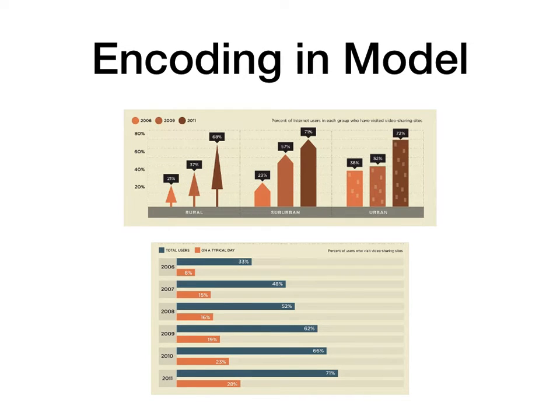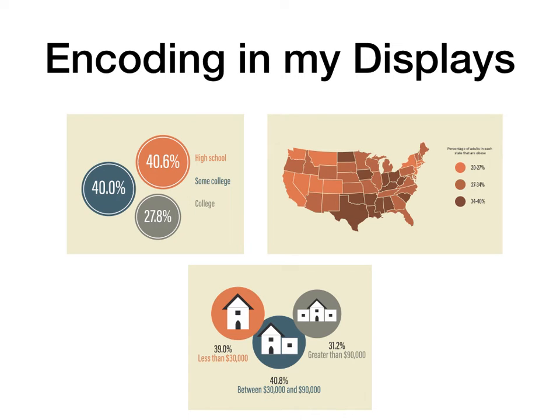My model uses color to encode several times throughout the infographic, like to compare video sharing within different years or to compare total users versus a typical day. Similarly, I encoded color for several displays. I used color to encode ranges of prevalence of obesity within each state, and I also used color to encode different levels of education reached and different levels of income.